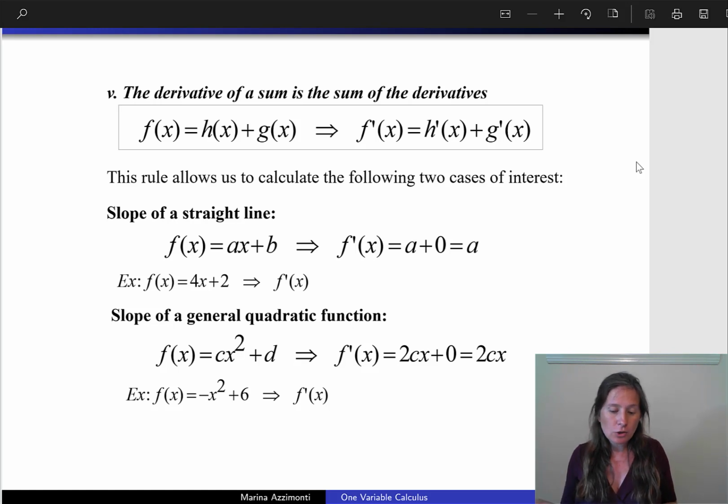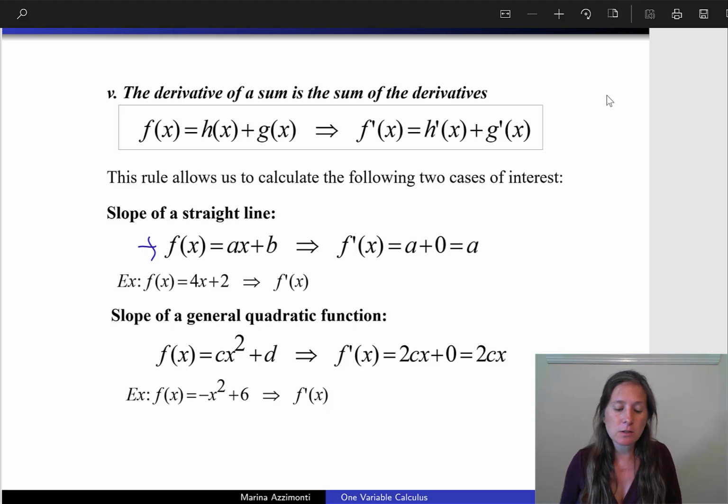Now, this rule actually allows us to calculate the derivative of a lot of cases that we typically use, for example, for a straight line. So previously, I talked about the slope of a straight line with an intercept of 0. Now we can think about the slope of a straight line with some positive intercept.